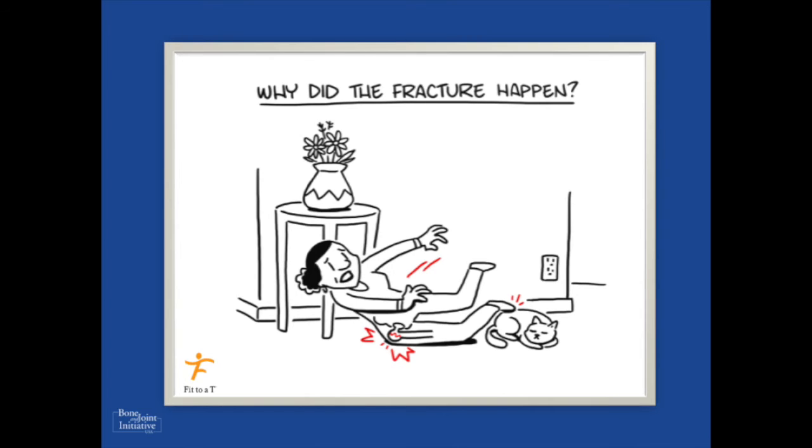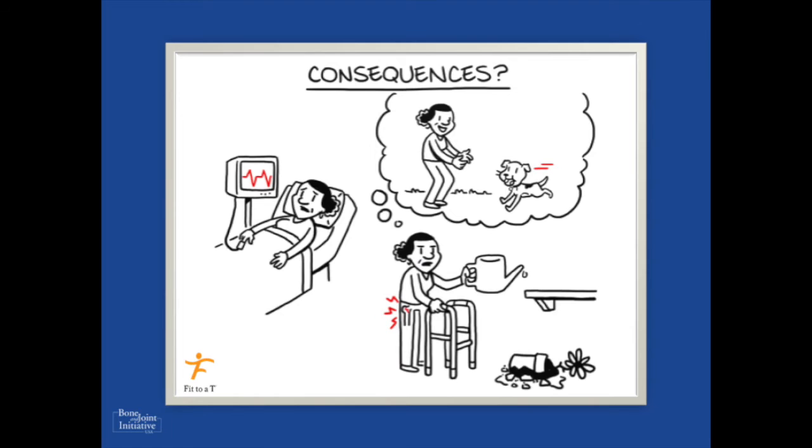So it is important to distinguish if this fall happened from something very simple or if it was a major trauma such as a car accident or falling off of a ladder, for example. So what are some consequences of having a broken bone?